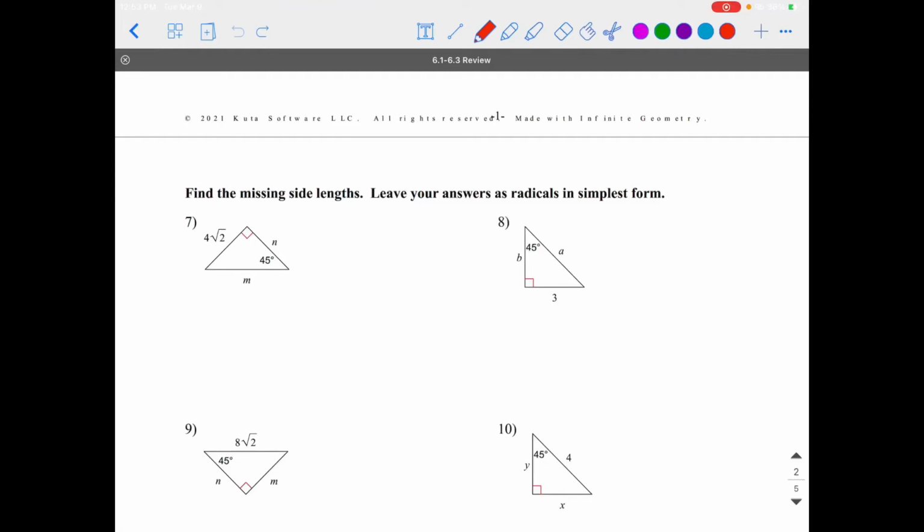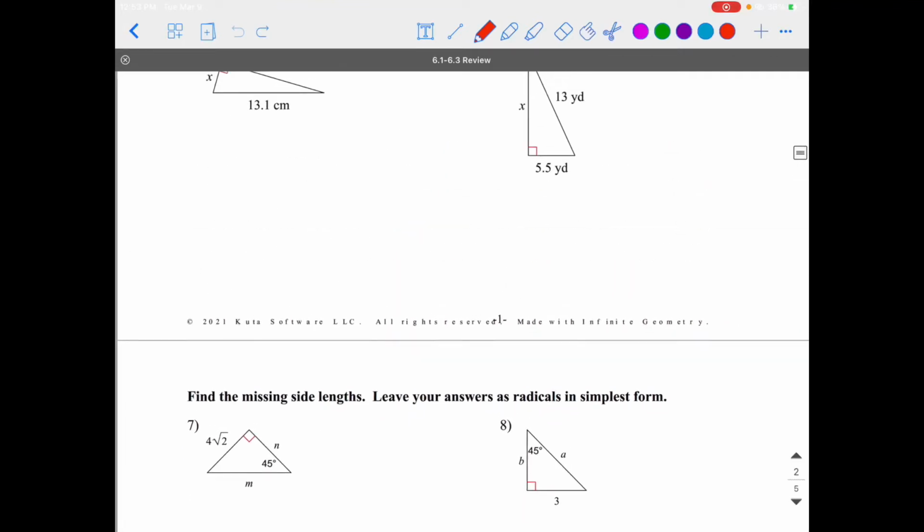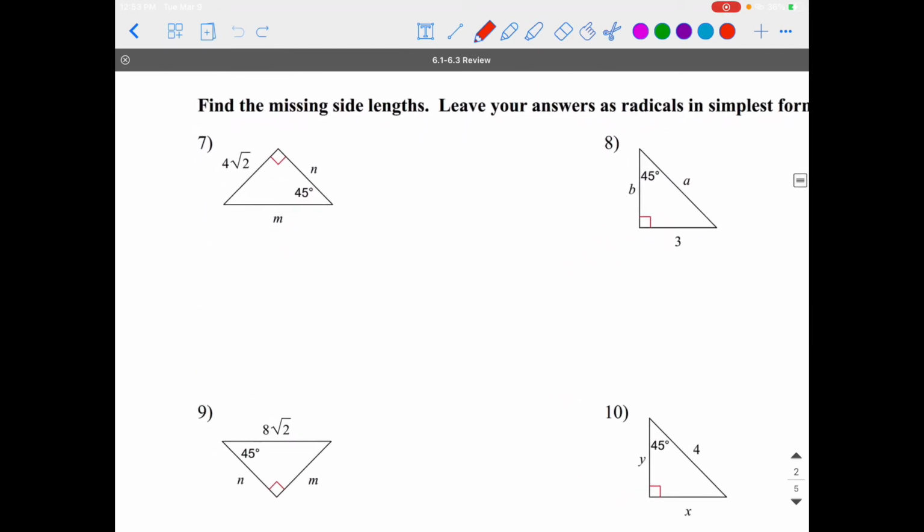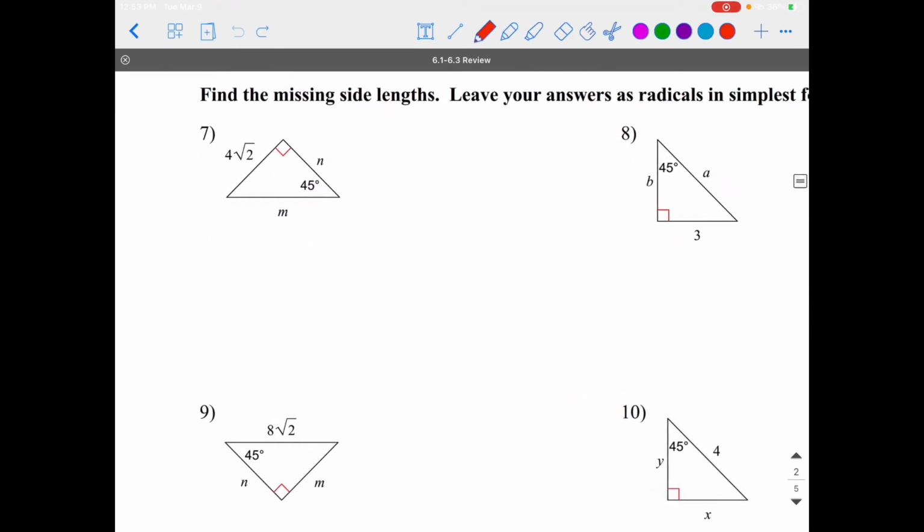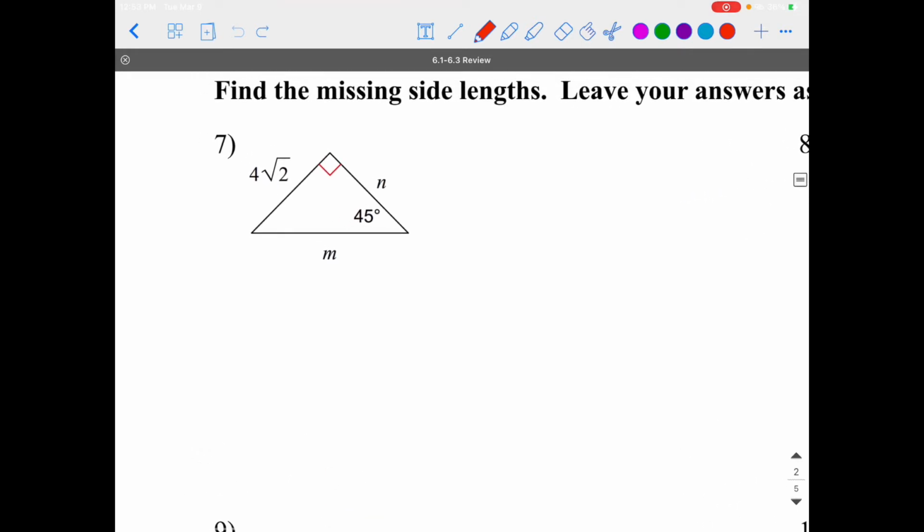Hey guys, in this video I'm going to be going over some of the questions in your review packet. I'm actually going to start with number 7 because I feel like most of you are probably okay with the Pythagorean theorem. So number 7, this is a 45, 45, 90, which means that the legs are the same. The hypotenuse we multiply by square root of 2.